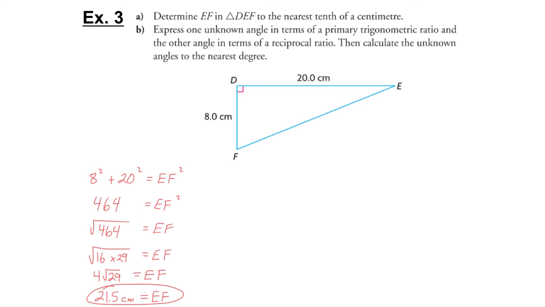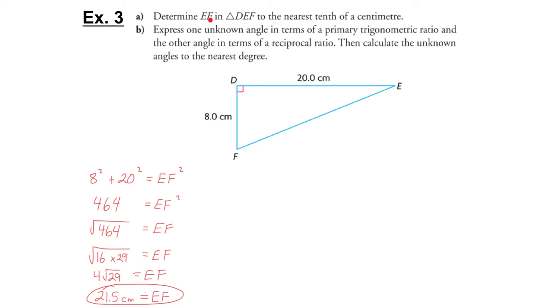Hopefully you figured out that you can use Pythagorean theorem here. 8 squared plus 20 squared equals the hypotenuse squared, which we're calling EF. When you figure that out, it's the square root of 464. Now, I just wanted to show you here as a reminder that you can simplify a radical. This will simplify to 4 root 29 as the exact answer.